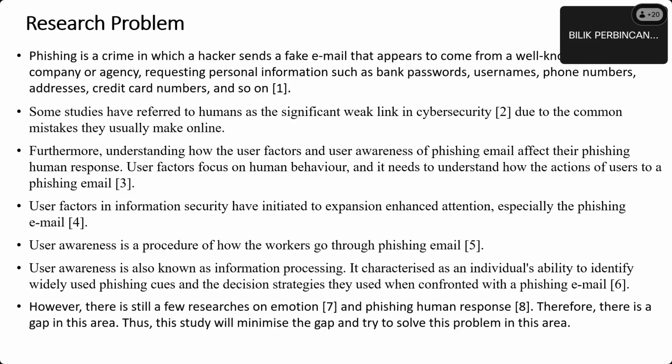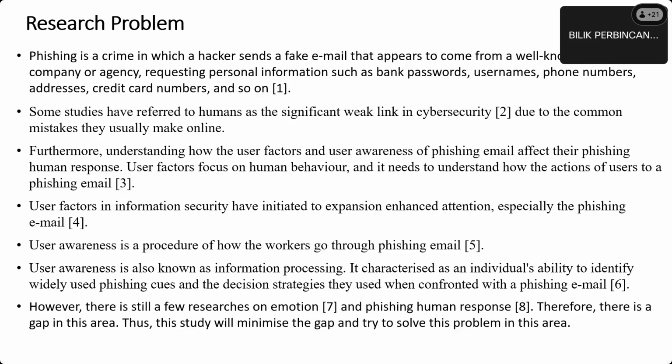User factors consist of 6 elements. User awareness has 2 things, heuristic processing and systematic processing. I will talk about it later. User factors focus more on our human behavior, and we need to understand how users act on a phishing email itself. User factors in information security have initiated enhanced attention, especially on phishing email.